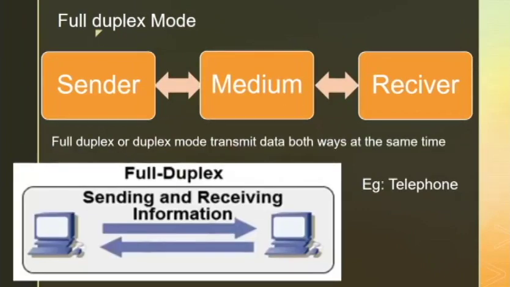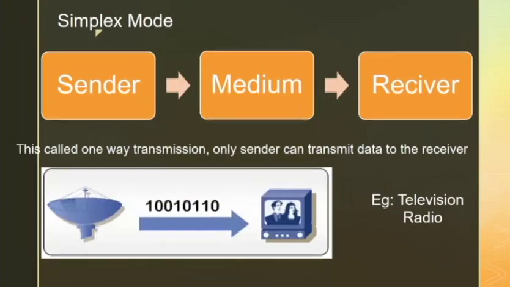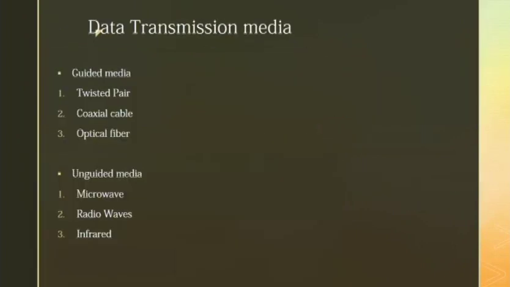And the full duplex means you can transmit the data both ways at the same time. As an example, we can take a telephone or mobile phones. Those things we call the full duplex mode, because we can receive the data and we can send the data at the same time. So these are the three types of duplex mode or the data transmission modes. That means we have simplex, half duplex, and the full duplex.